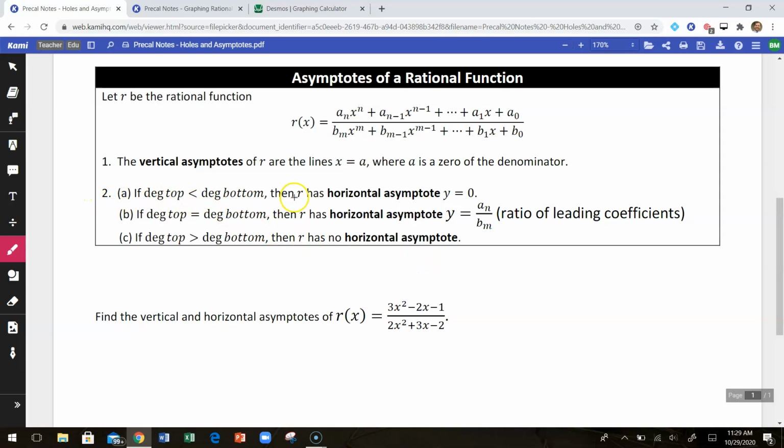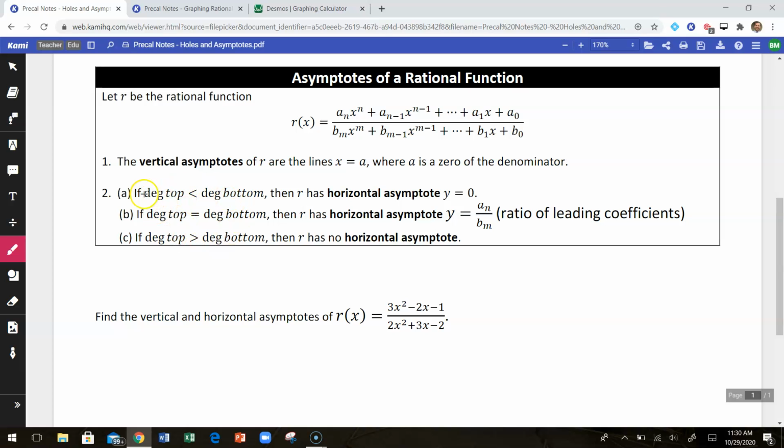And then to find a horizontal asymptote, it's a little bit more complicated. What you do is you look at the rational function as a whole, and you say, what is the degree of the top, the numerator? What is the degree of the bottom, the denominator? And I'm going to compare those degrees.